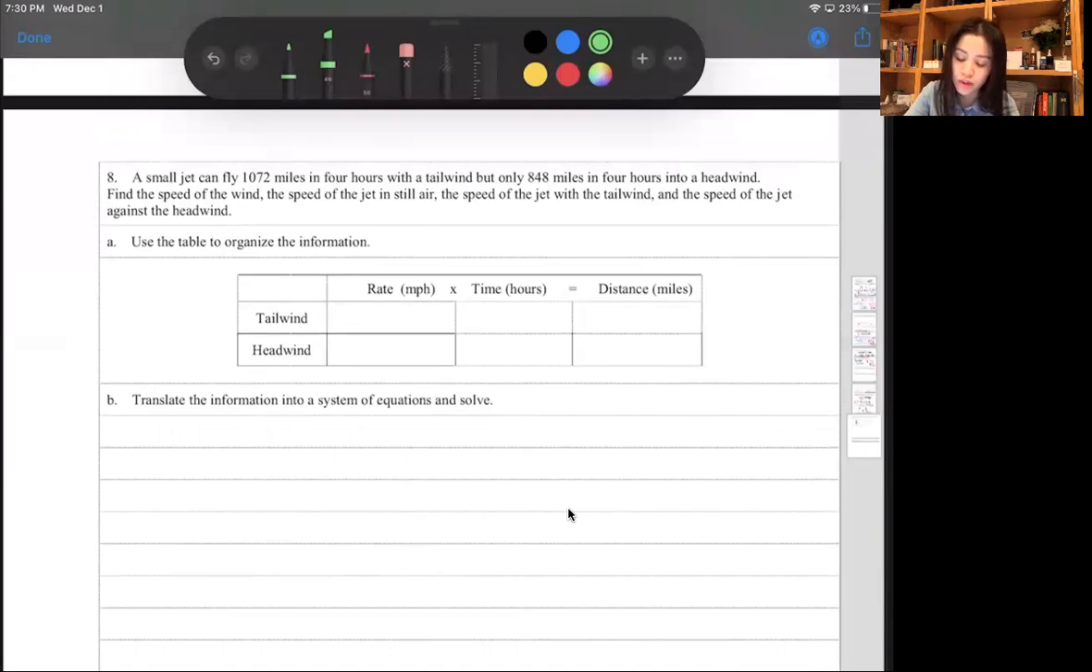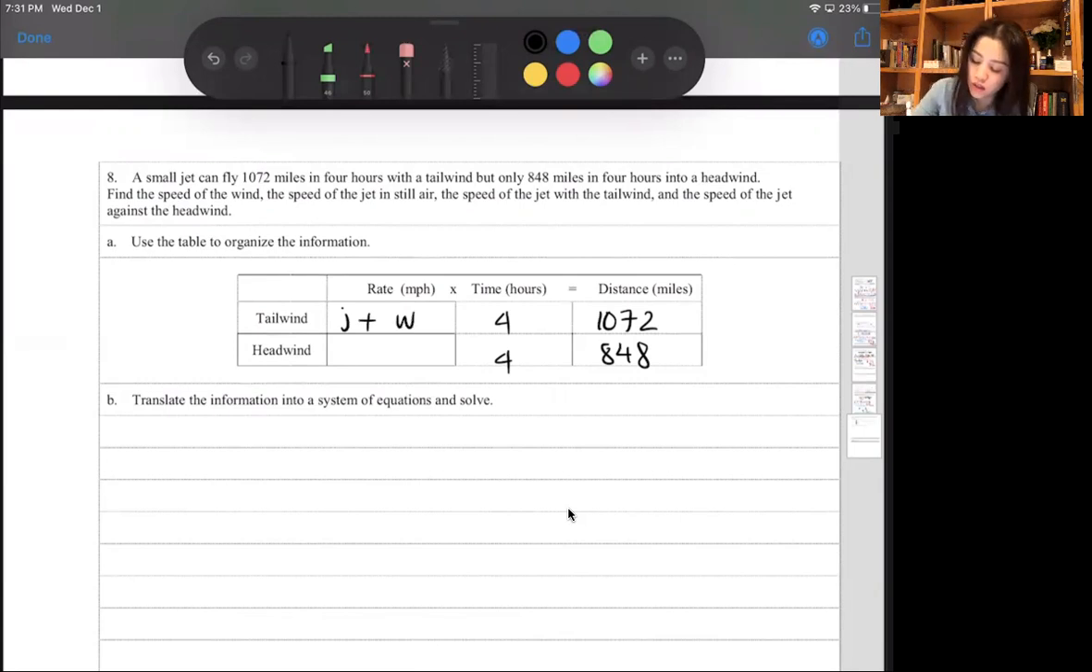The distance with tailwind is 1,072 miles. Headwind is 848. Time in tailwind is 4 hours. In headwind, also 4 hours. The rate in tailwind will be the rate of the jet, which is J, plus the rate of the wind. Maybe we should define the variable. And then headwind is J minus W.